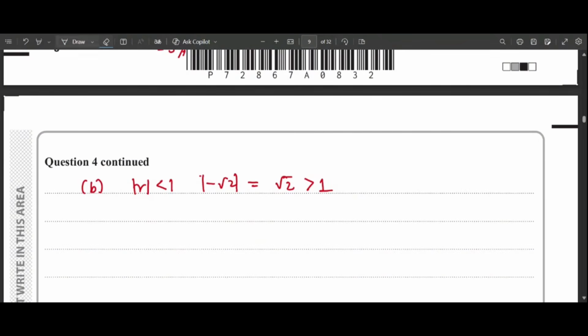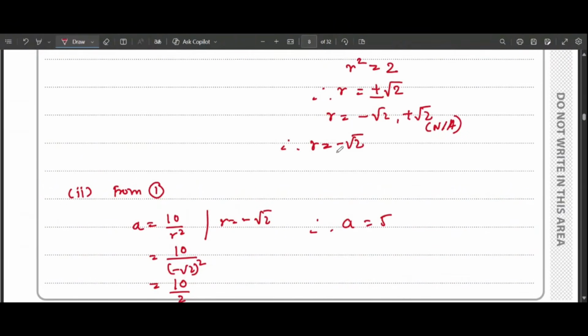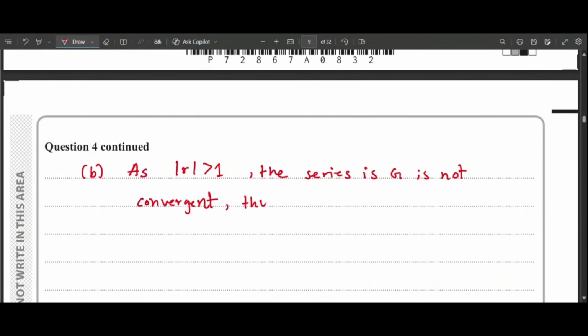So in order for a series to be convergent, its magnitude of common ratio must be less than 1. So in our series G, we can see that our magnitude for our common ratio is not less than 1. Rather, root 2 is greater than 1. That's why we can say that our series is not convergent, and that's why there will be no sum to infinity. We can say that as our common ratio is greater than 1, our series is not convergent. Thus, there would be no sum to infinity.